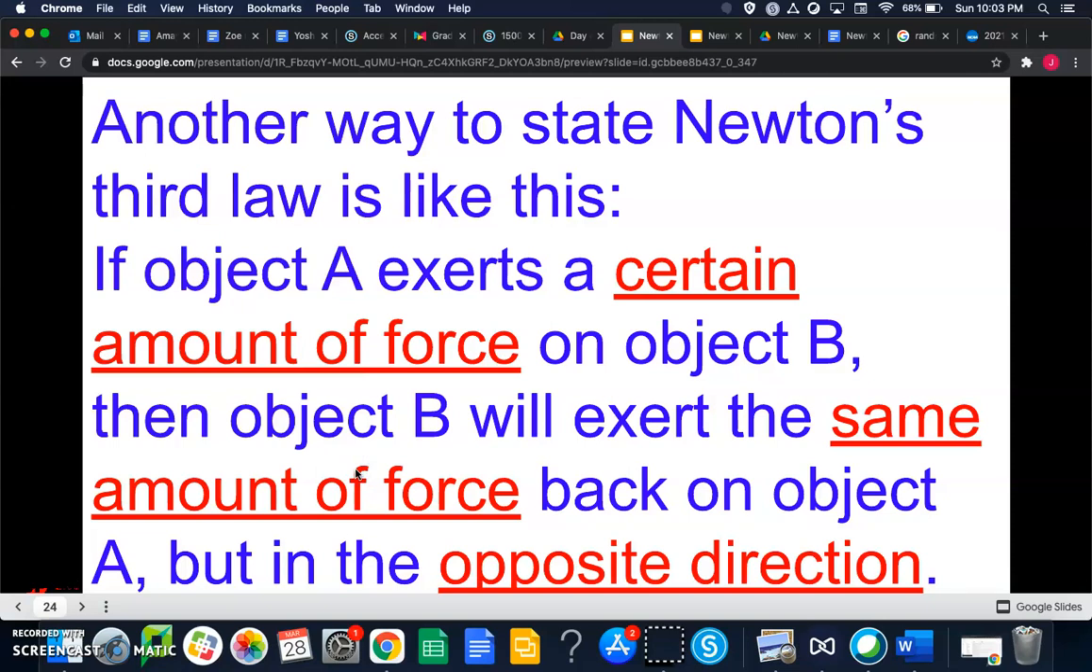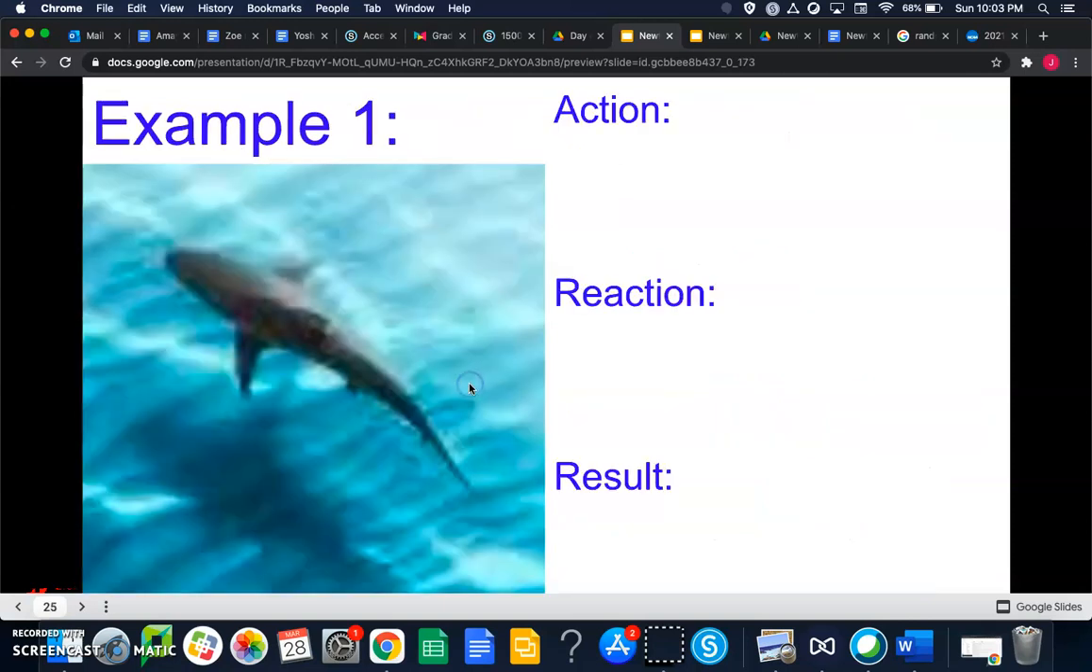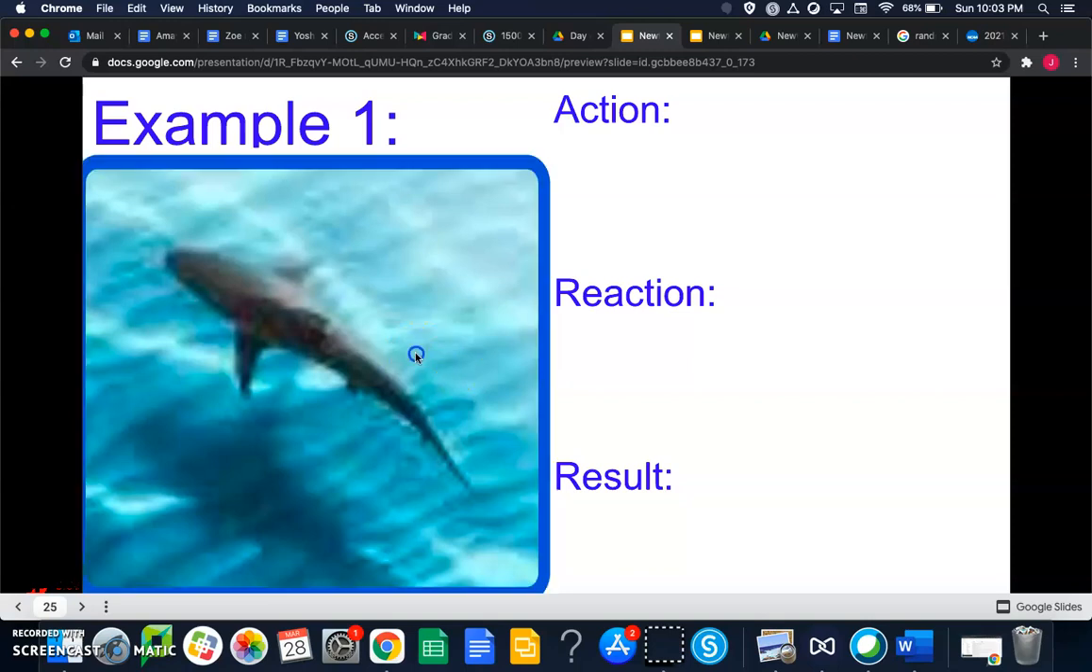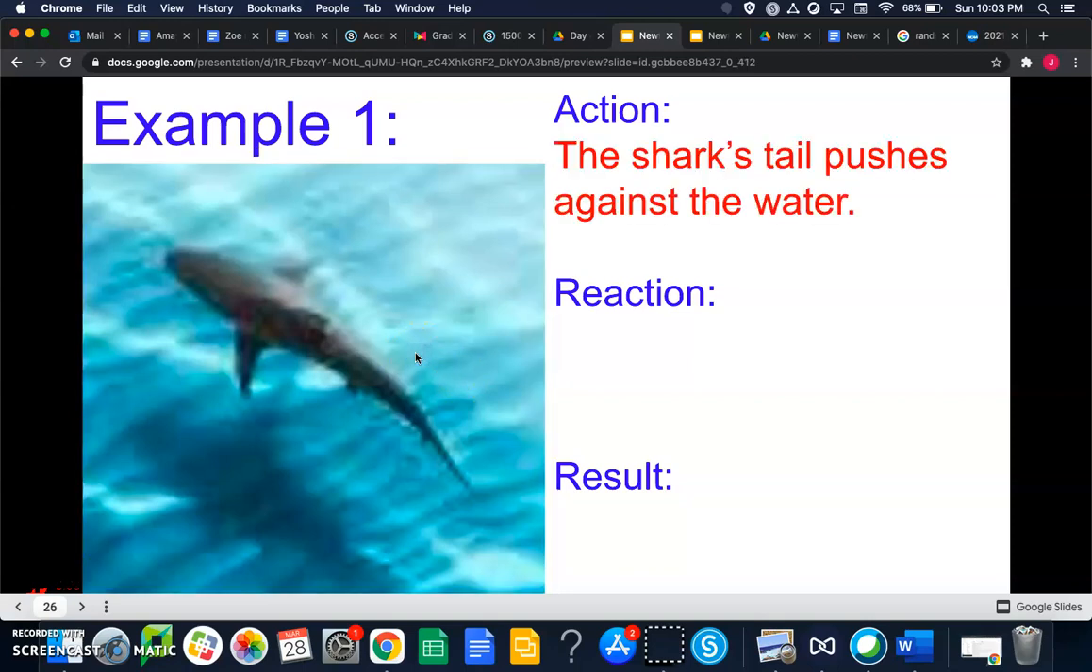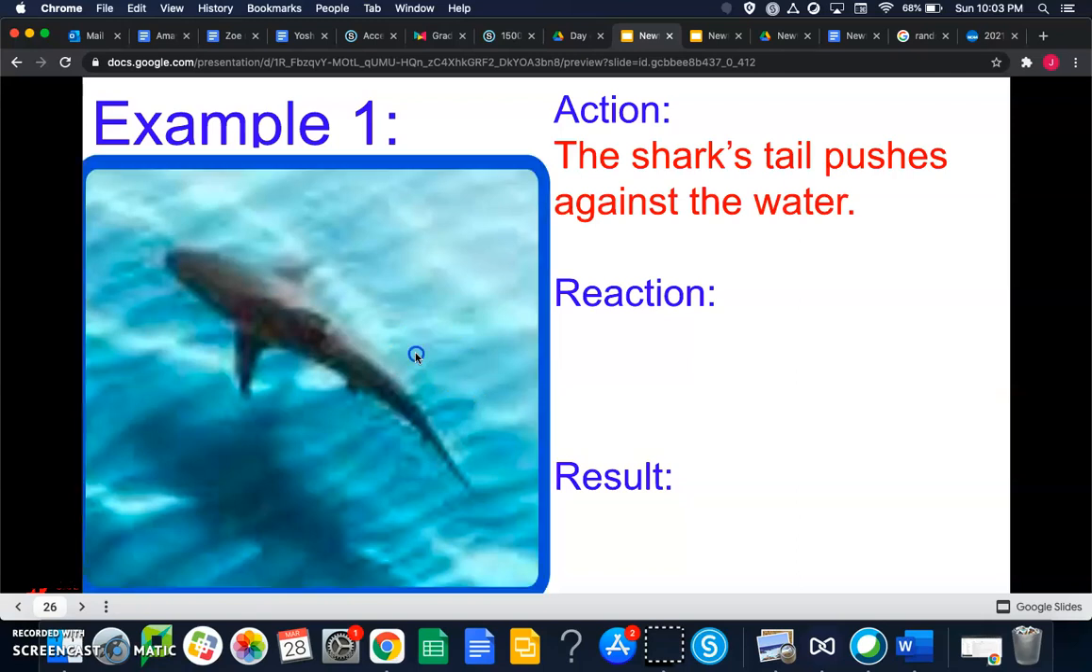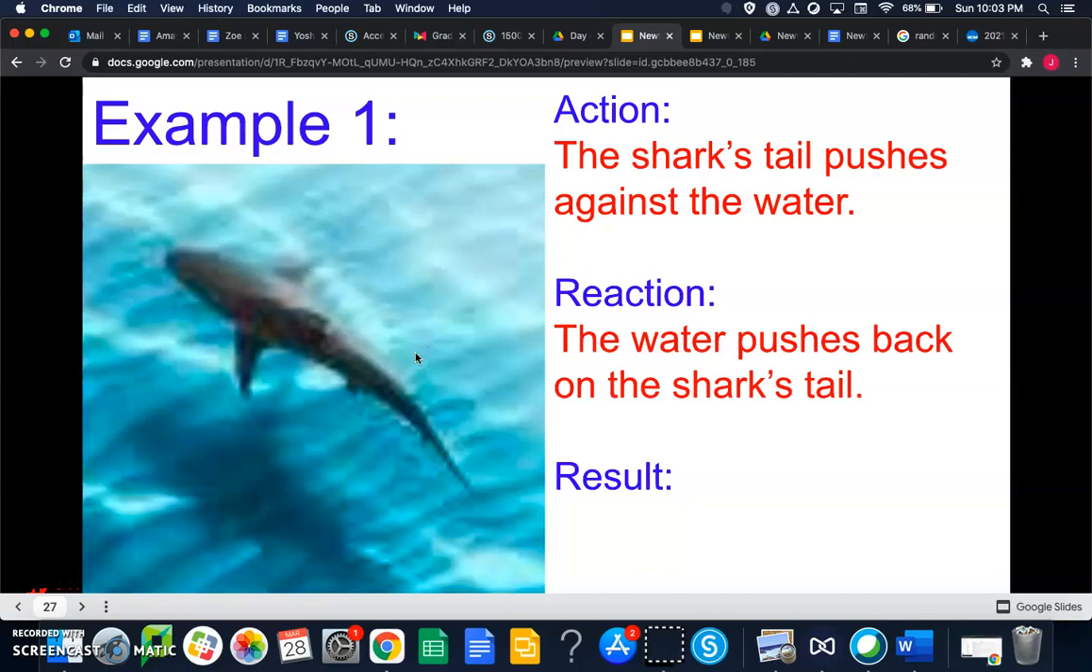Let's go through a few examples. I think that'll really help clear up what Newton's third law actually is. We do that with action and reaction pairs. Here we've got a shark swimming through the water. The action is that the shark's tail pushes against the water. The reaction is that the water pushes back on the shark's tail.